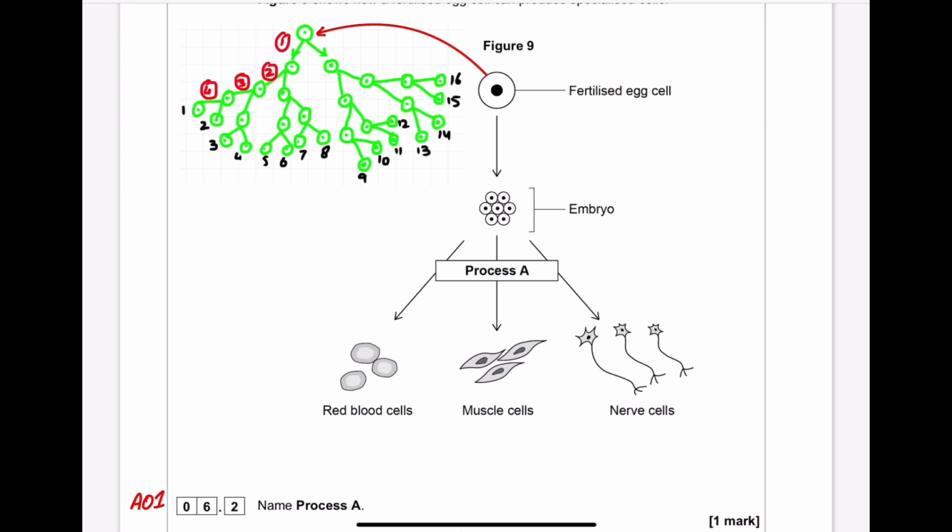6.2 is an EO1 question, and this question is from the topic of mitosis and the cell cycle. Name the process A through which a fertilized egg cell can develop into red blood cells, muscle cells, or nerve cells. The name of process A is differentiation. An embryo is differentiated into red blood cells, or it can differentiate into muscle cells or nerve cells. The answer is differentiation.